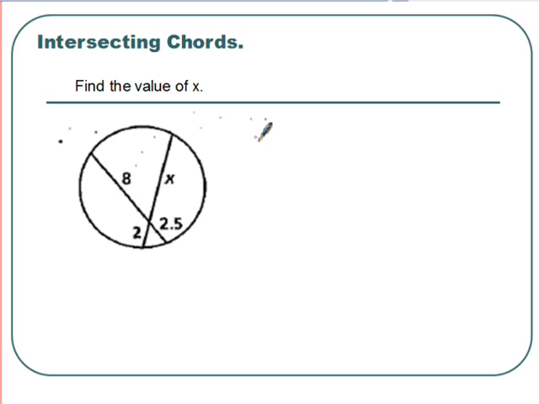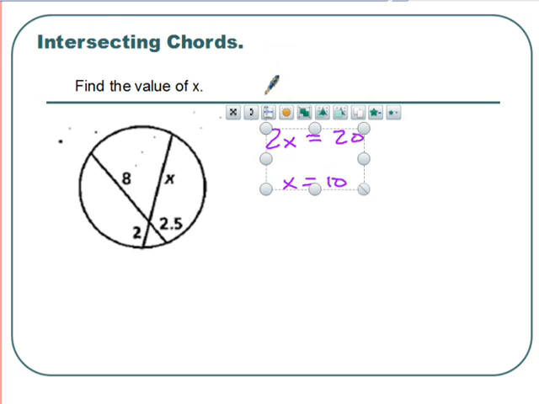So I'm going to set this up simply by saying 2 times x. That's a little too thin there for me. For my taste, 2x equals 8 times 2.5. 8 times 2 is 16. .5 of 8 is 4. 4 plus 16 is 20. You're all very impressed. So x equals 10.